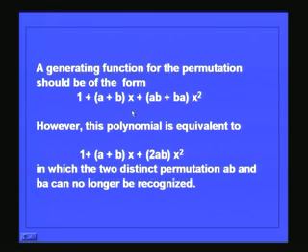If you want to represent this as a generating function, it should be of this form, but numerically or mathematically this polynomial is equivalent to this polynomial, because numerically you do not distinguish between AB and BA. So, this will be represented as 2ABx^2, but that is not what you want. The two distinct permutations AB and BA can no longer be recognized. This is what you do not want. You want AB and BA to be distinguished.